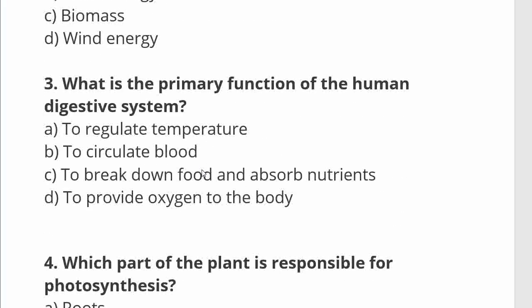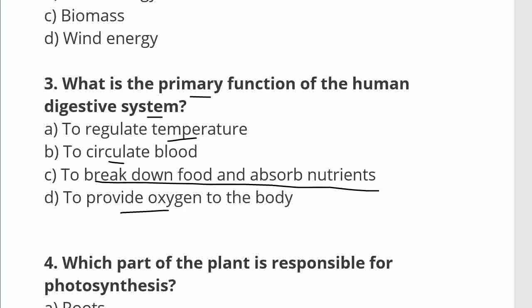Now the next question: what is the primary function of the human digestive system? Options are A. to regulate temperature, option B. to circulate blood, option C. to break down food and absorb nutrients, option D. to provide oxygen to the body. The right answer is option C, to break down food and absorb nutrients.